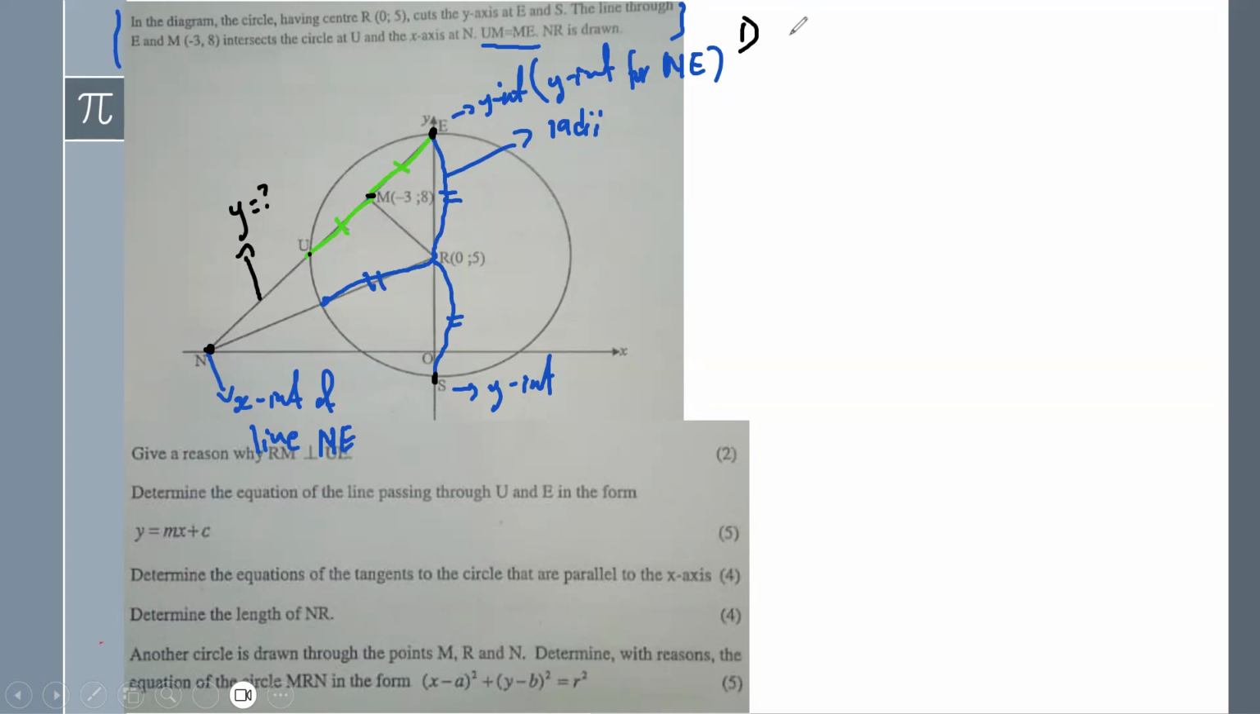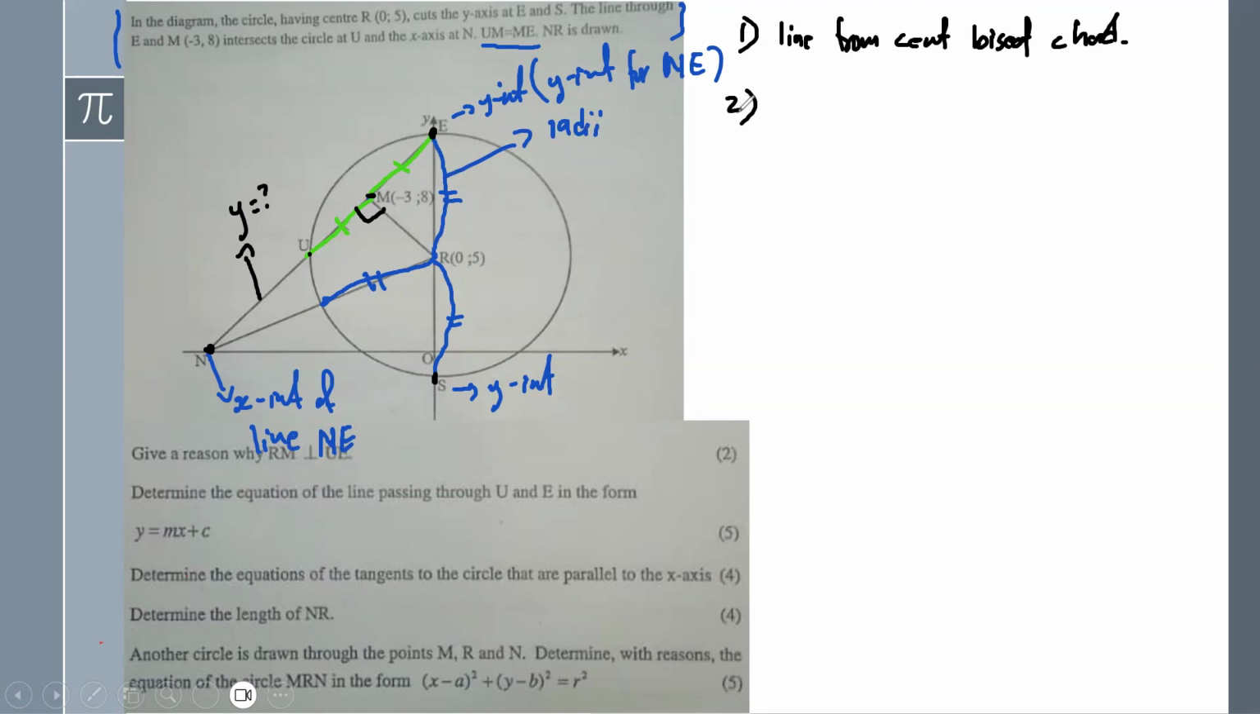It is actually the converse, because the theorem says if a line is drawn from a center and it is perpendicular to a chord, then it bisects the chord. The converse says if a line from center bisects the chord, then that line must be perpendicular to a chord. So we are using the converse here, and that is why this line RM is perpendicular. Now we can fill that in, we're going to put a 90-degree angle there, and we're going to move on to the next question. 2 marks, right?